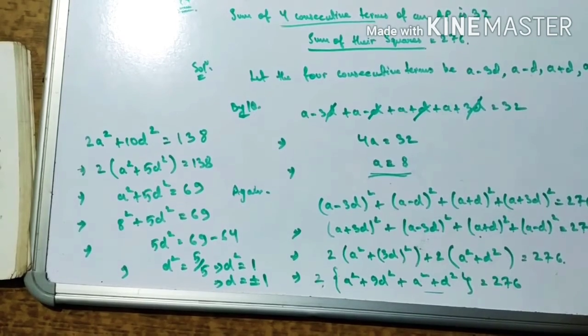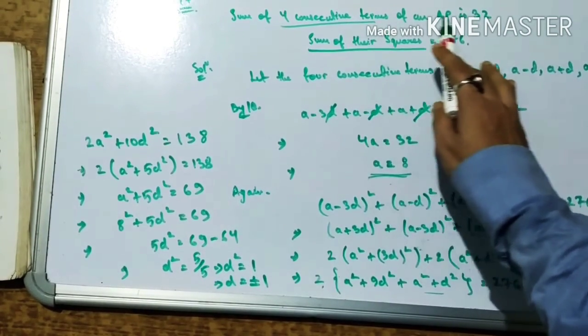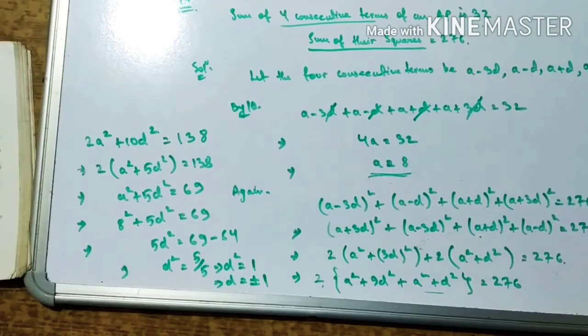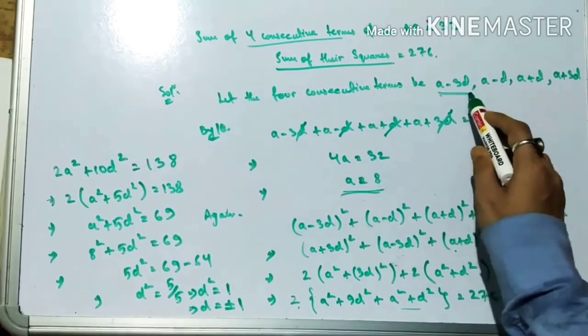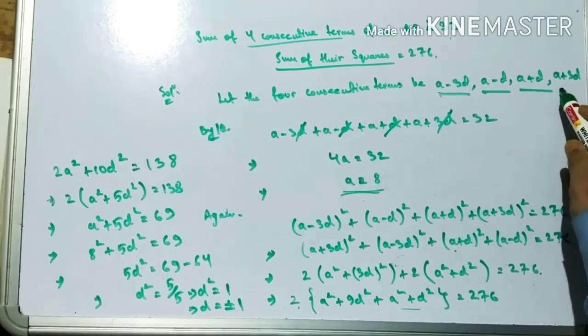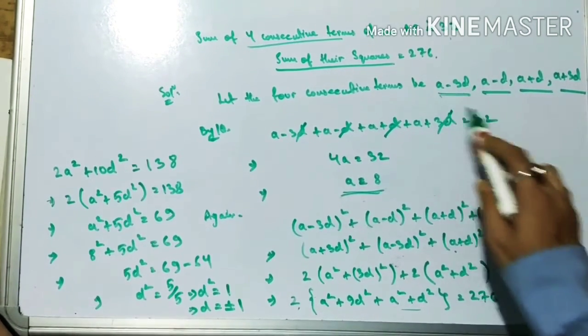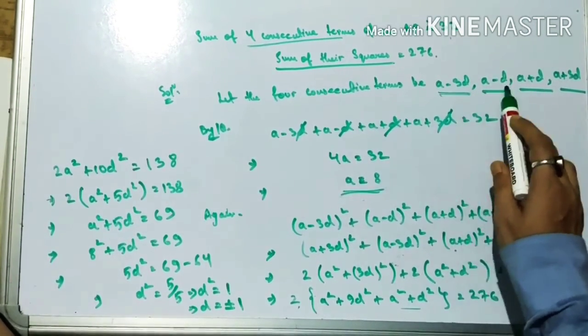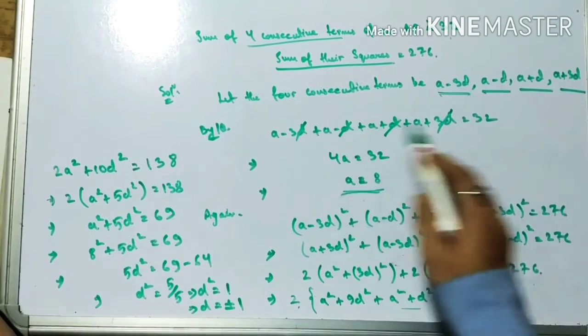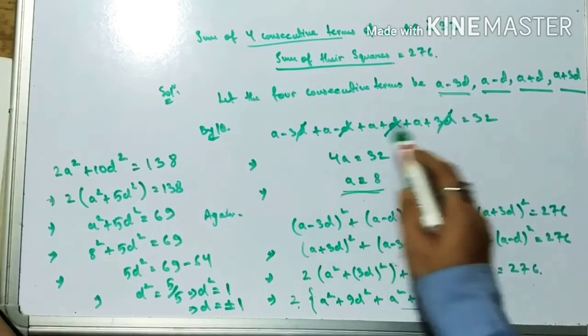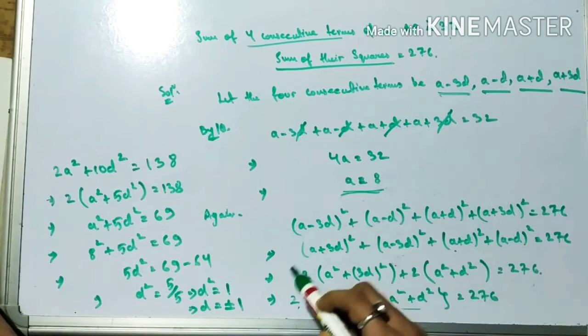Once again, the sum of 4 consecutive terms of an AP is given as 32. These 4 consecutive terms I will take as a minus 3d, a minus d, a plus d, a plus 3d. This one you will have to remember. Their sum is equal to 32. So I will solve this, and ultimately I will get a equals 8.